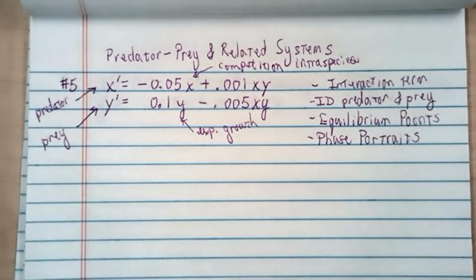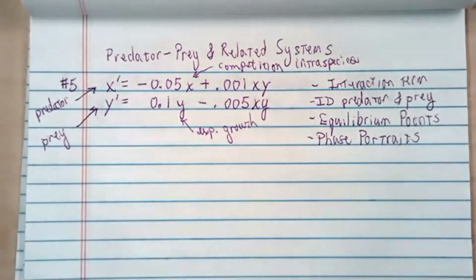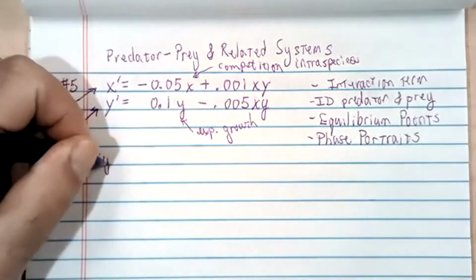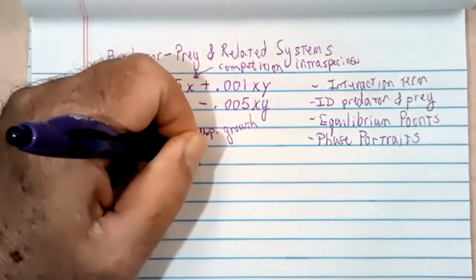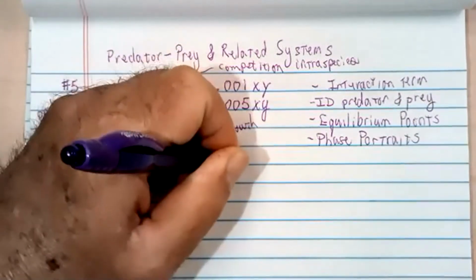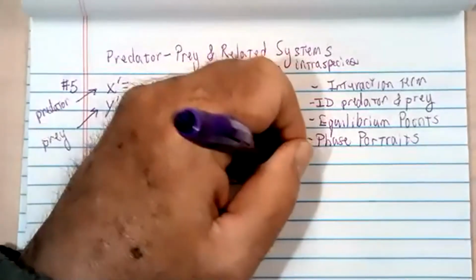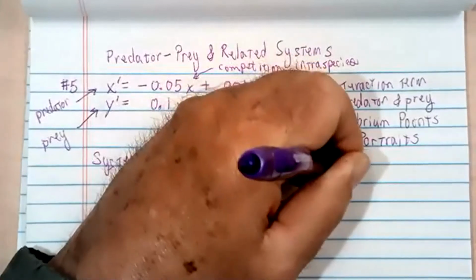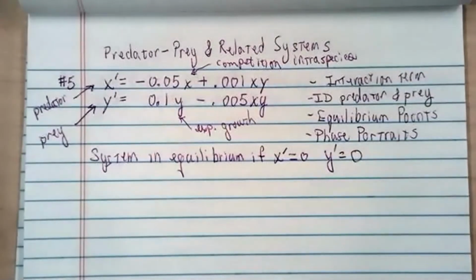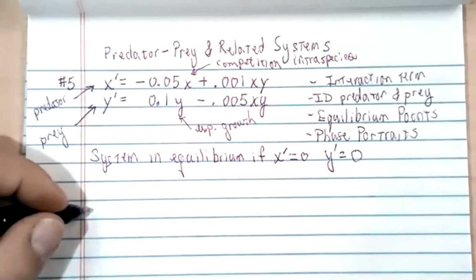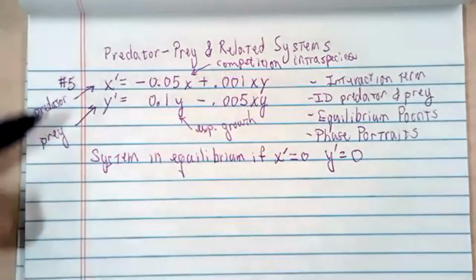Now we could ask ourselves this question: are there any places where this system is in equilibrium? Well, the system is in equilibrium if the growth rate of the X and the growth rate of the Y is zero. It's in a steady state then. It's neither growing nor shrinking. So what you do is you set X prime equal to 0 and Y prime equal to 0 and solve for X and Y and see what you get.